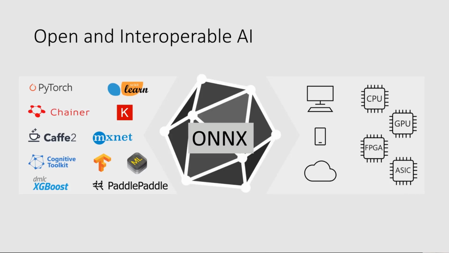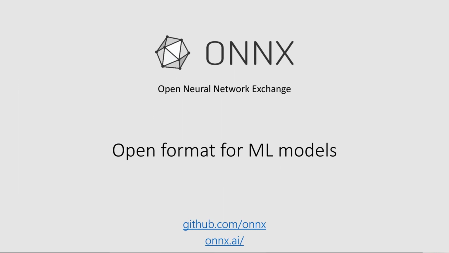And that's what ONNX does. Think about it as a PDF, right? You can write a Word document, convert it to PDF, and now you can share the PDF with a lot of people because there are different viewers available out there. There's different ways in how we view it. It would be the same way for interoperable AI with ONNX. ONNX means Open Neural Network Exchange. It's an open format for ML models. The best place to go is github.com/ONNX or ONNX AI.